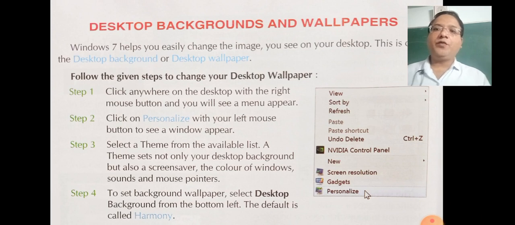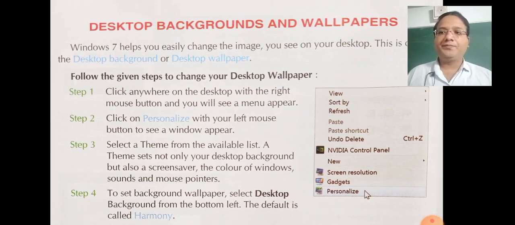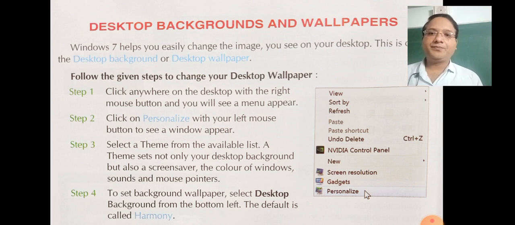Now suppose if you want to change your desktop background and wallpaper. So how can you change? Let's see. Windows 7 helps you easily change the image you see on your desktop. This is called the desktop background or desktop wallpaper. Follow the given steps to change your desktop wallpaper.